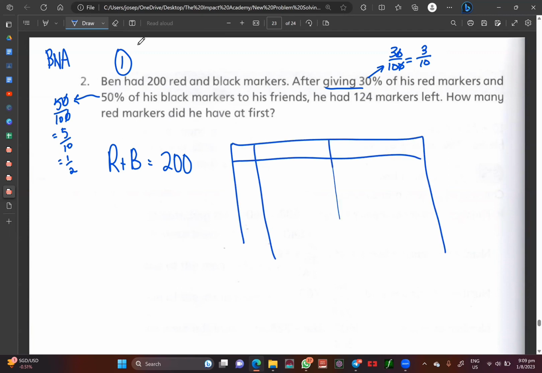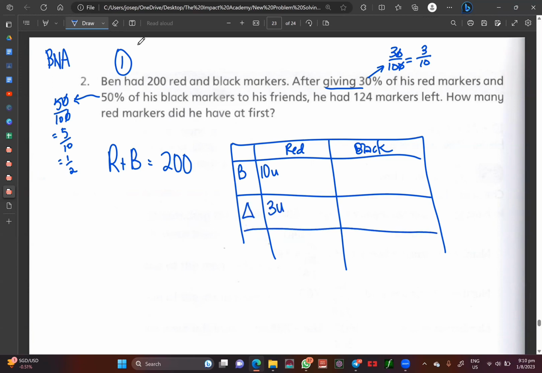We will show that red is over here, black is over here. And what is my before? My before for red has to be 10 units, because 3 over 10 was given, so we minus 3 units, so therefore I'm left with 7 units. Once this is done, you want to box it up and do the same thing for black.